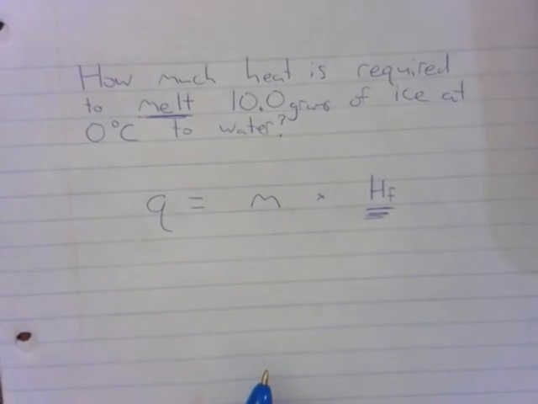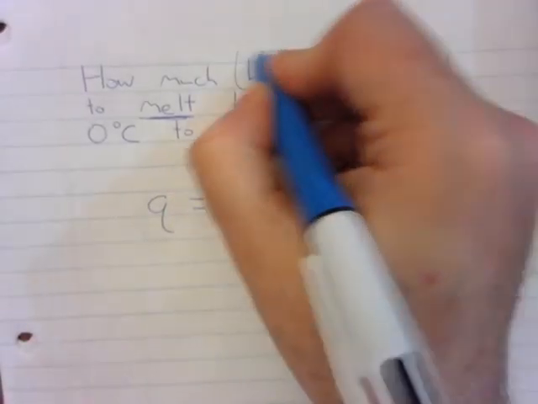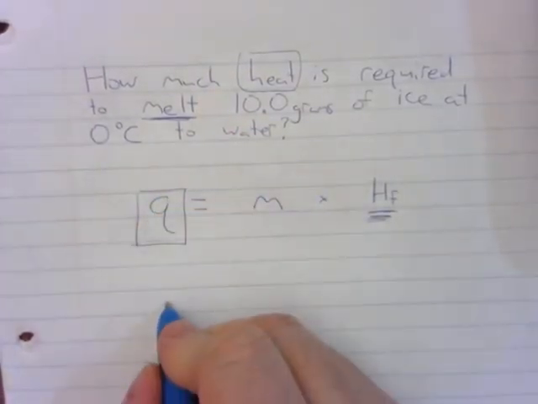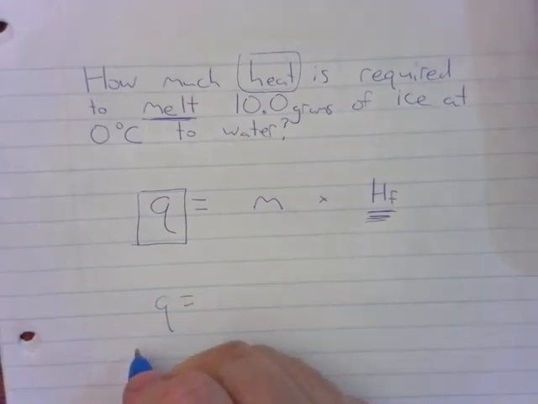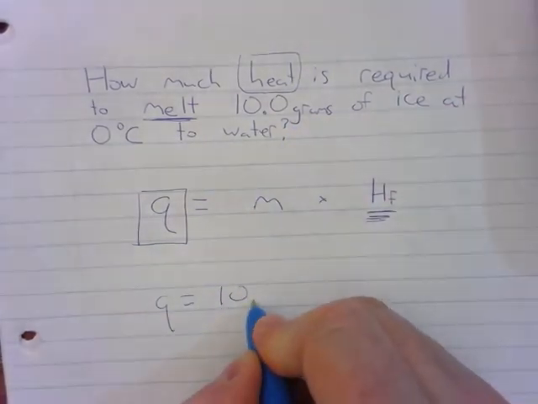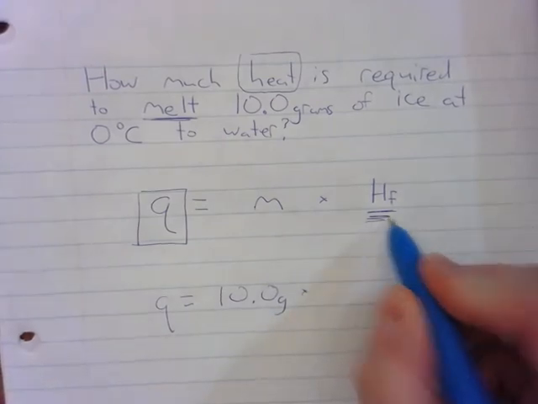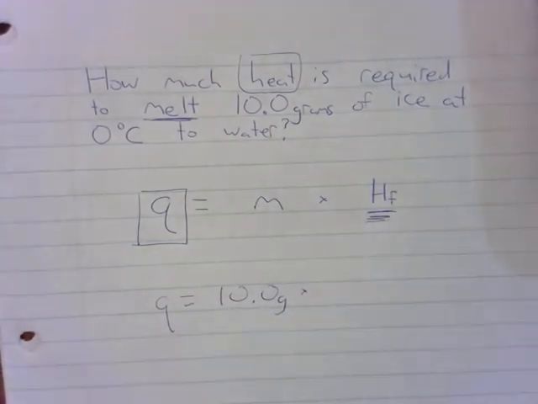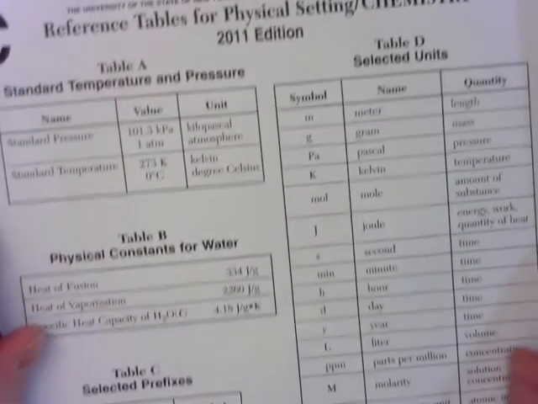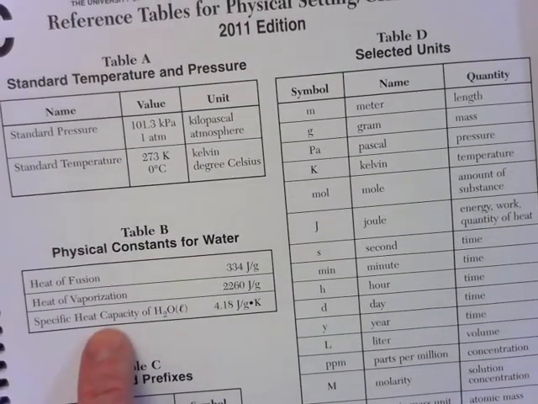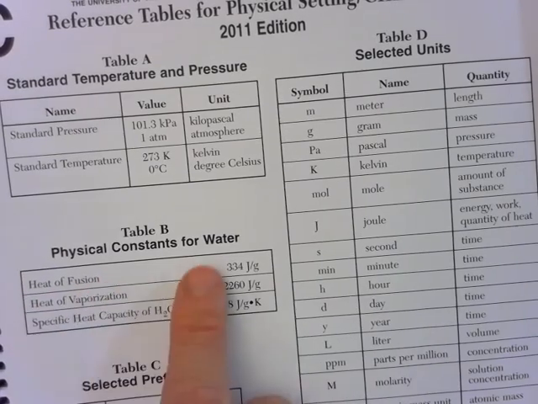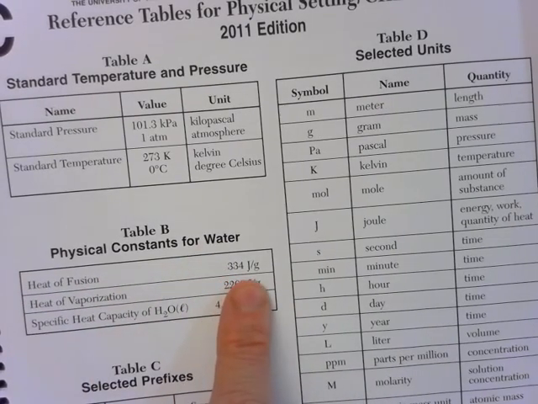So let's see how to solve this problem. Again, what am I looking for? Well, it said how much heat, so again I'm looking for Q. What is the mass? Well, that was given. It was 10 grams. But this time I need something called the heat of fusion. I don't know the heat of fusion of ice. Fortunately, once again, our reference table has that information. Once again, it's the front of the reference table this time. Back where we originally found the specific heat capacity, there's also the heat of fusion of water. It is 334 joules per gram.